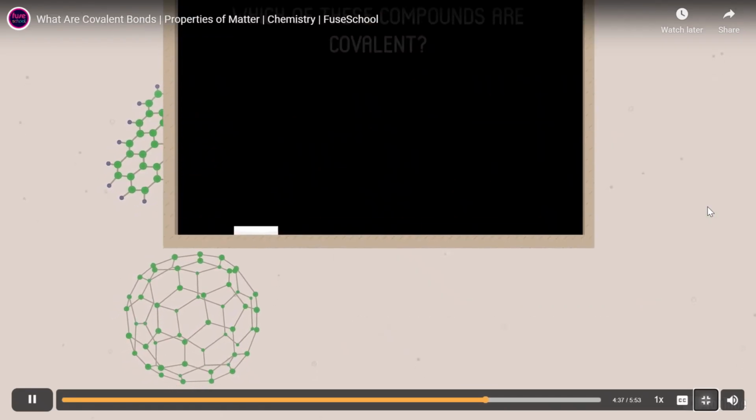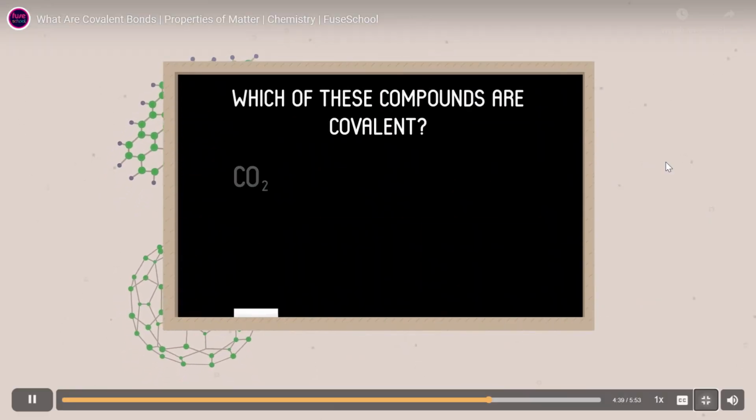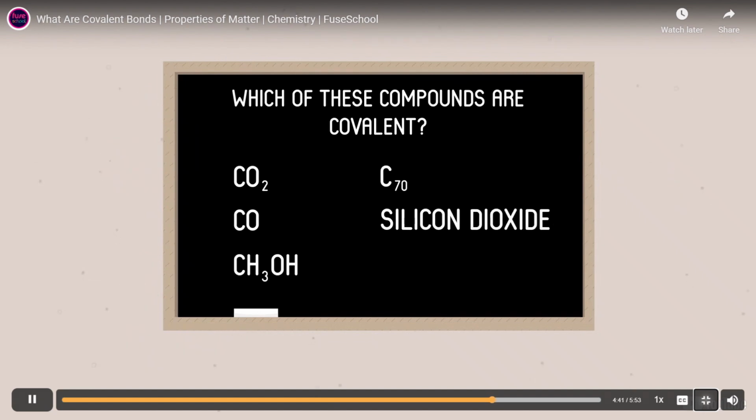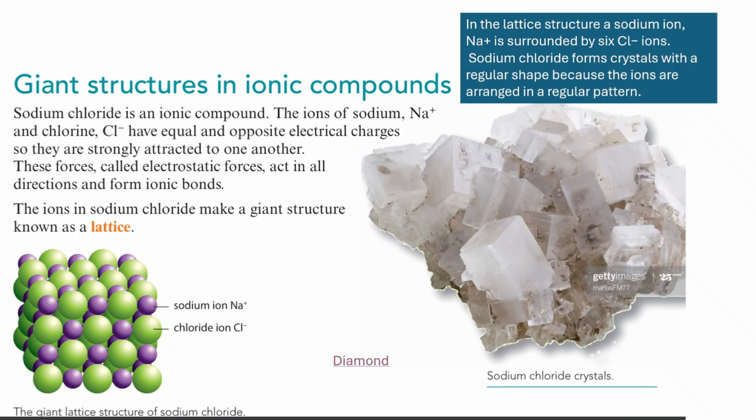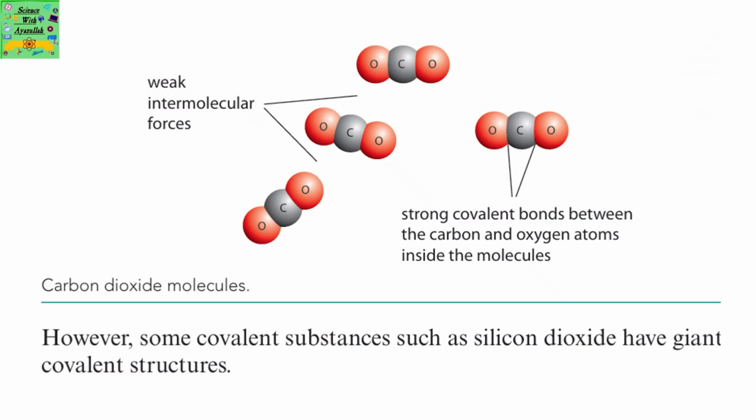So to finish, here is a challenge for you. Which of these compounds are covalent? Pause the video for a moment whilst you think. Sodium and chlorine have opposite electric charges, so they are strongly attracted to each other.